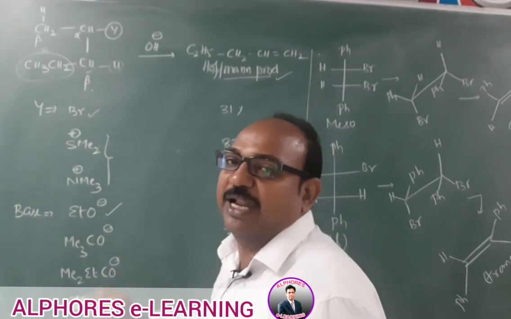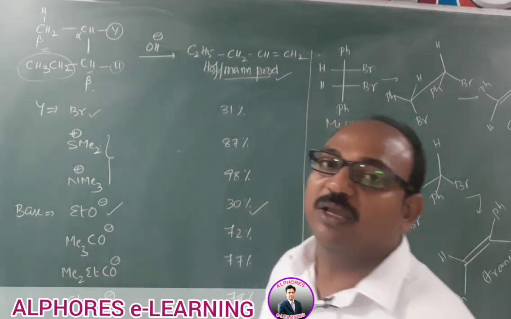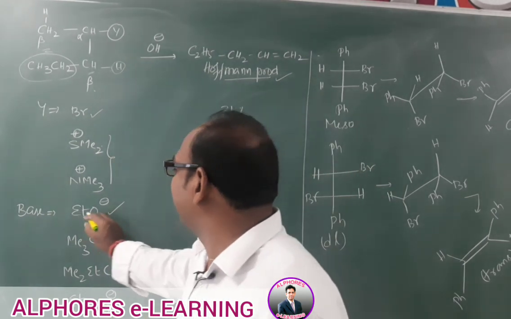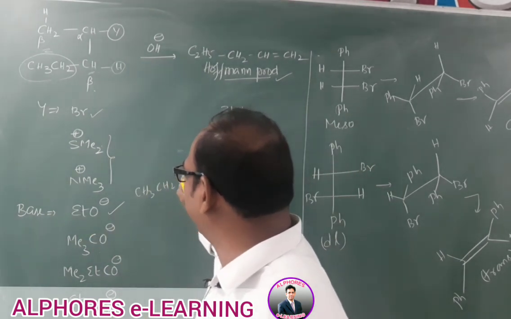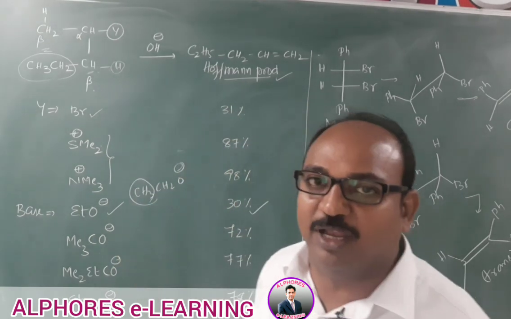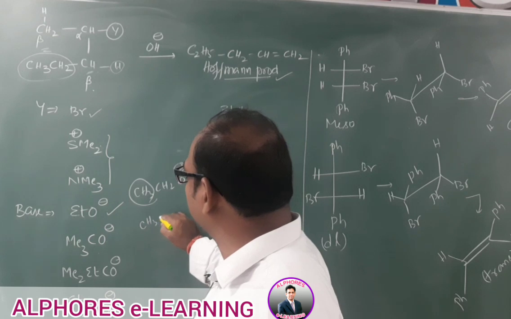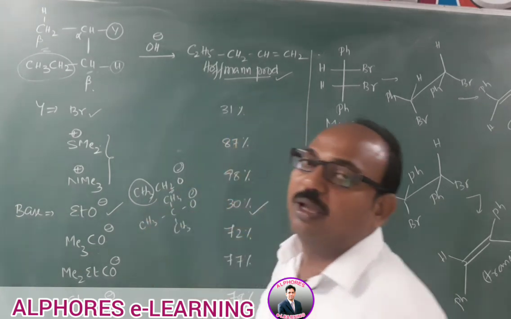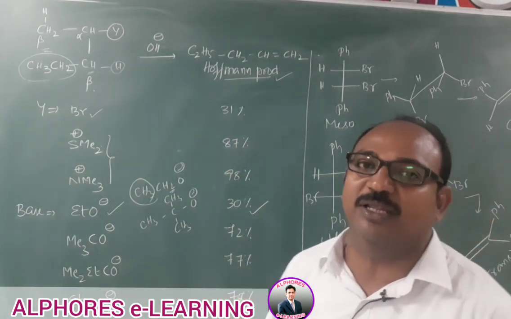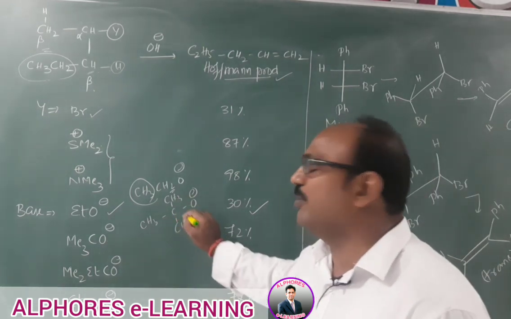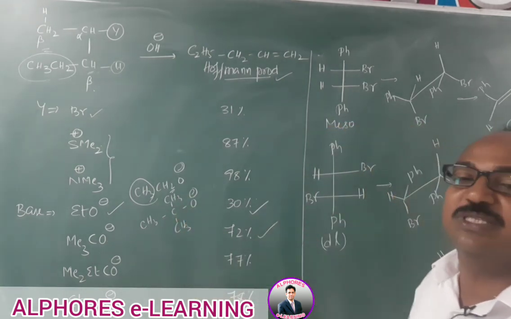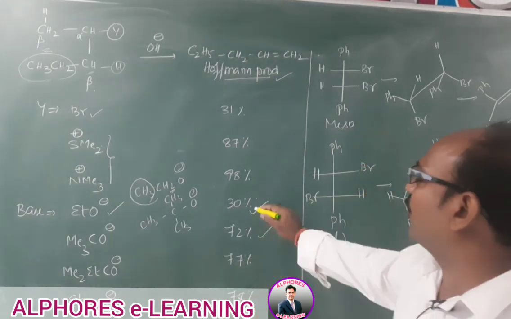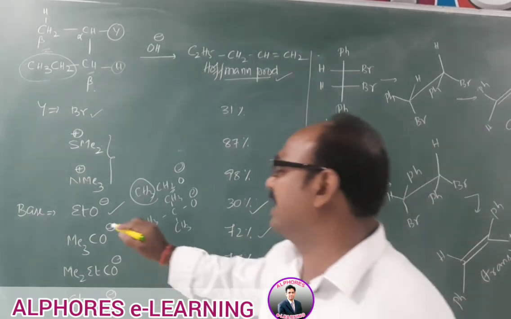Instead of ethoxide ion, I am going to use tertiary butoxide, Me3CO minus, potassium tertiary butoxide. What happened here? Earlier, ethoxide means CH3CH2O minus, the oxygen-containing carbon attached to one methyl group. In the case of tertiary butoxide, instead of those three hydrogens, three methyl groups are there. So the bulkiness of the attacking base increases. Whenever the bulkiness of the attacking base increases, 30% changes to 72%. That means the Hofmann product is more predominant. The Hofmann product is the major product when we use a bulky base.